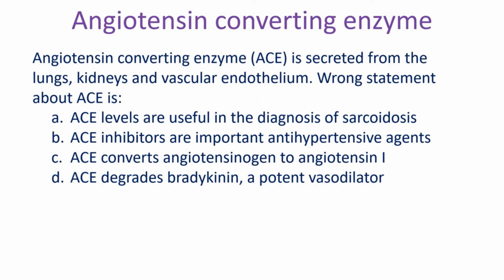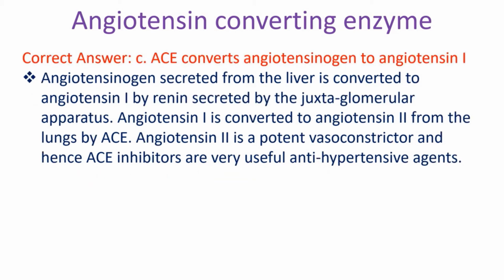Angiotensin converting enzyme is secreted from the lungs, kidneys, and vascular endothelium. Wrong statement about ACE is A. ACE levels are useful in the diagnosis of sarcoidosis. B. ACE inhibitors are important antihypertensive agents. C. ACE converts angiotensinogen to angiotensin 1. D. ACE degrades bradykinin, a potent vasodilator. Correct answer C. ACE converts angiotensinogen to angiotensin 1.